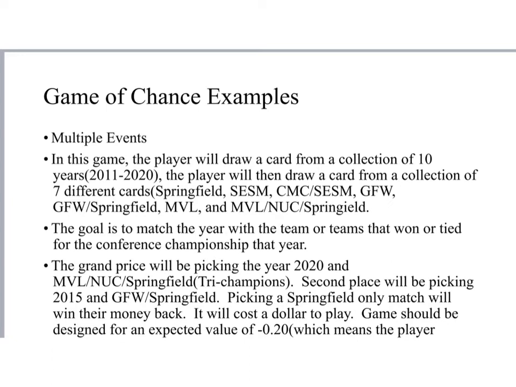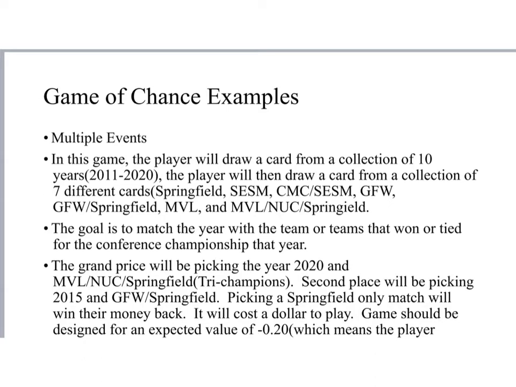So the first example here is using multiple events. In this game, the player will draw a card from a collection of 10 years, 2011 to 2020. So there are 10 cards there. The player will then draw a card from a collection of 7 different cards labeled Springfield, St. Mary's, CMC St. Mary's, GFW, GFW Springfield, MVL, and MVL New Ulm Cathedral Springfield. As you can see, there were years when there were co-champions and also tri-champions. The goal will be to match the year with the team or teams that won or tied for the conference championship that year. The grand prize will be picking the year 2020 and MVL New Ulm Cathedral Springfield card.